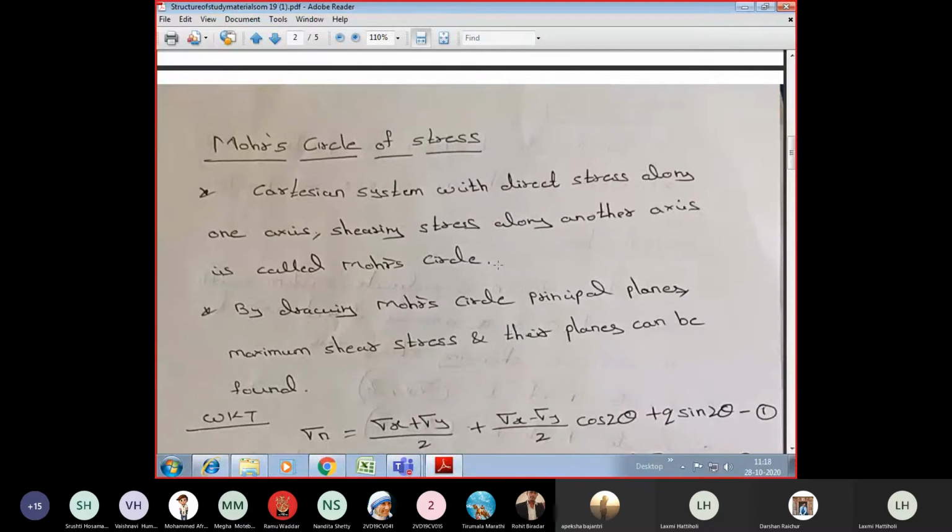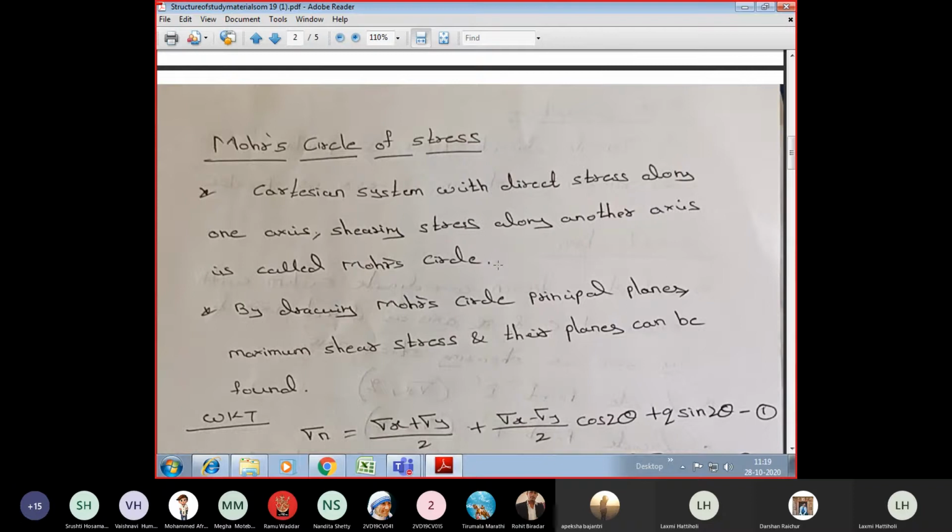What is a Cartesian system? Anybody? How do you mark a point in a graph? If I want to mark a point in an x-axis, y-axis graph, how do you mark it? Anybody? You need the coordinates, is it not? You need the x coordinate and you need the y coordinate, yes or no? Yes, you need the x coordinate and y coordinate. So that coordinate system is called the Cartesian system. Mohr's circle can be drawn only in the Cartesian system, that is, a coordinate system you need to have.